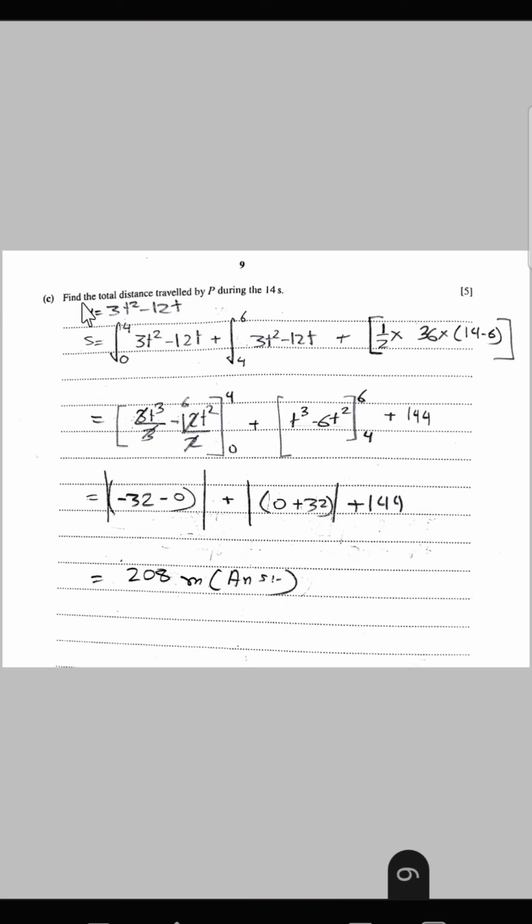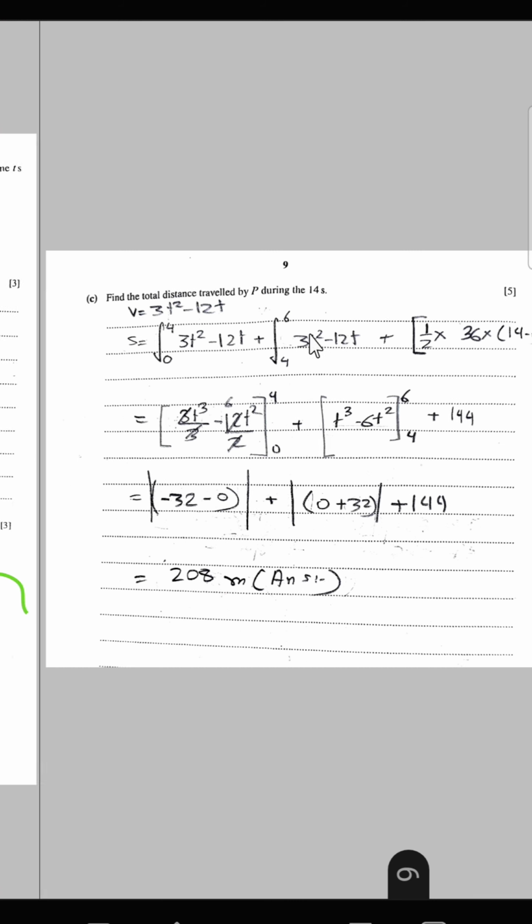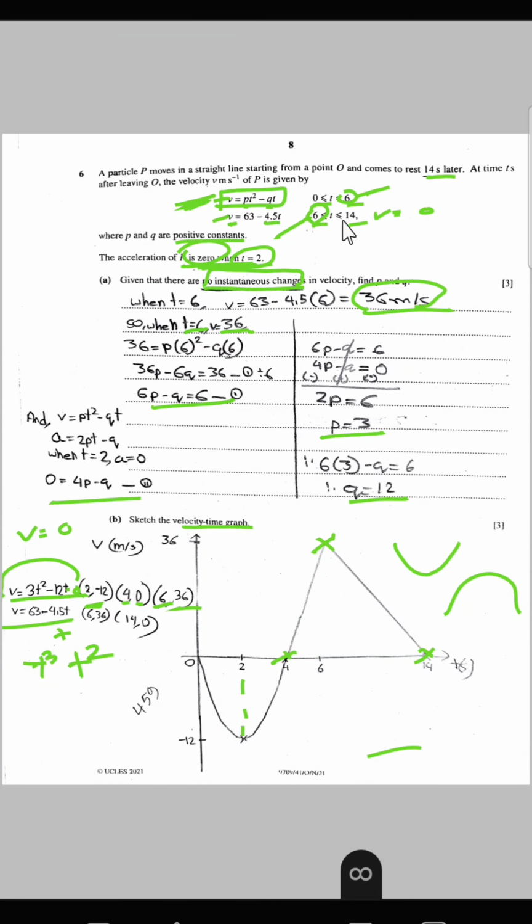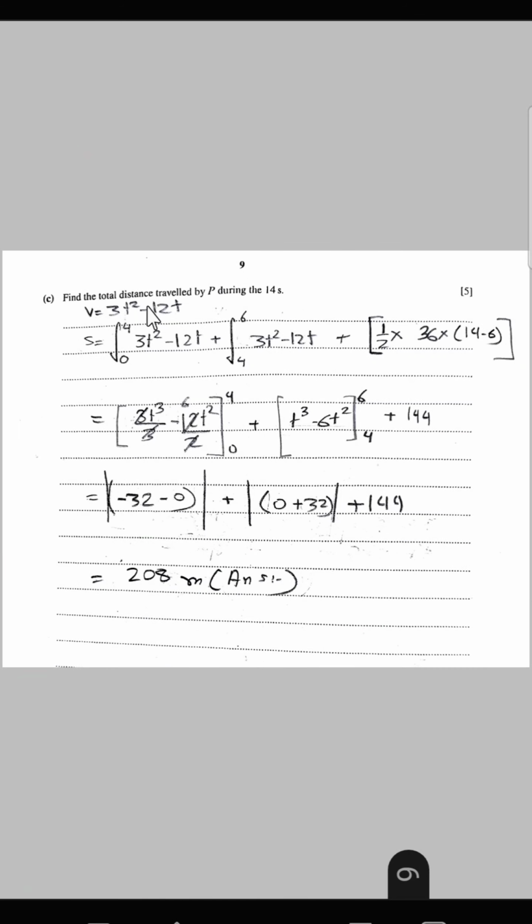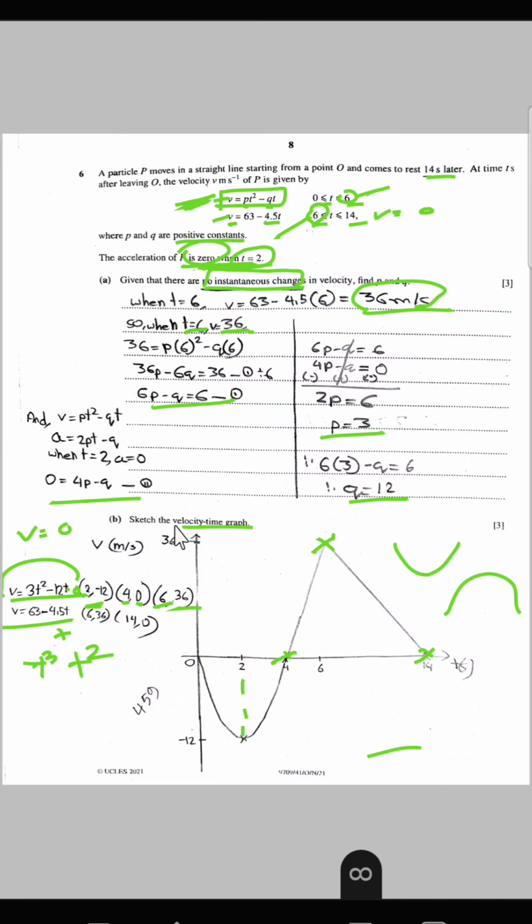Then in part C, find the total distance traveled by P during 14 seconds. For that time period of 14 seconds, that means the total time, we need to find the distance traveled. We can use this expression or this graph to find our value.